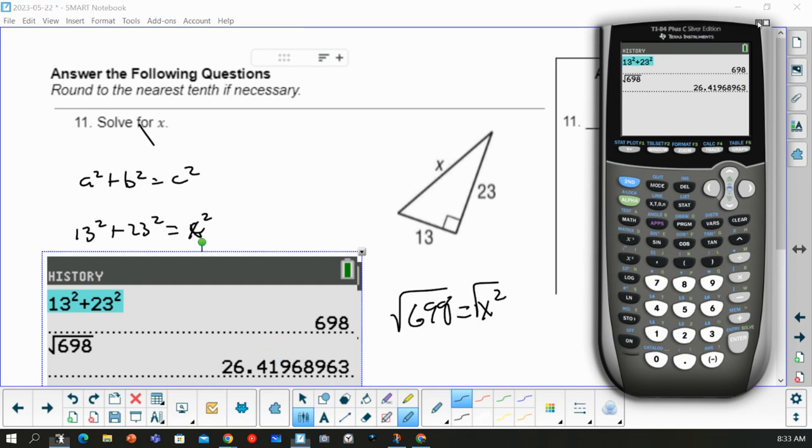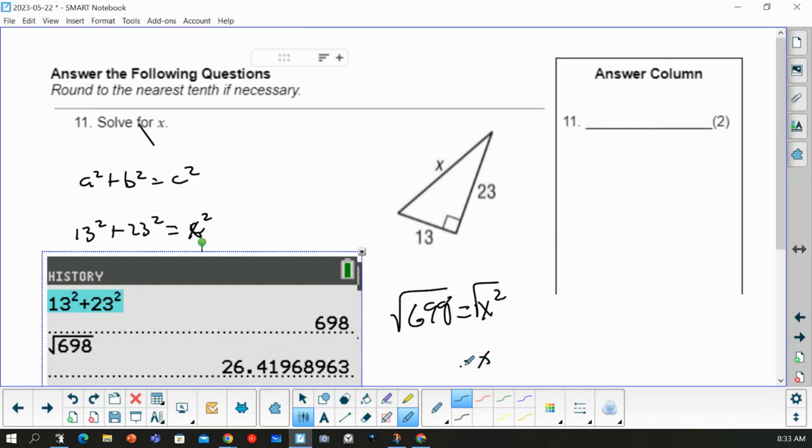So 26.4 is what we would put down for the final answer. So this side is approximately 26.4. There's no units given, so I can just leave it as 26.4. And that is the answer to problem number 11 using the Pythagorean theorem.